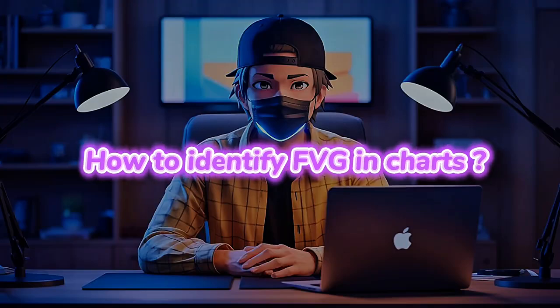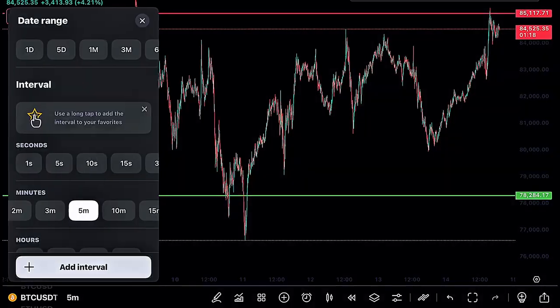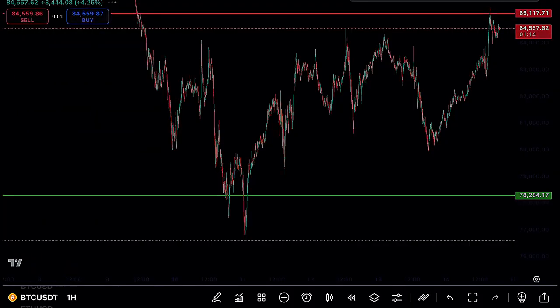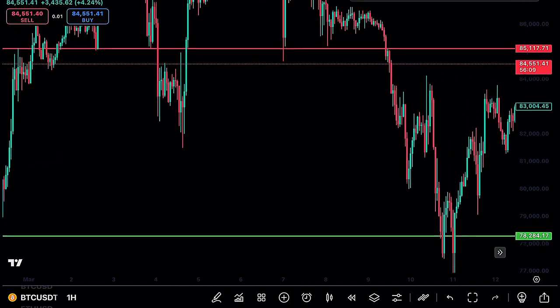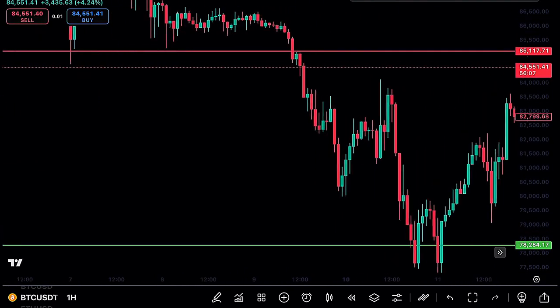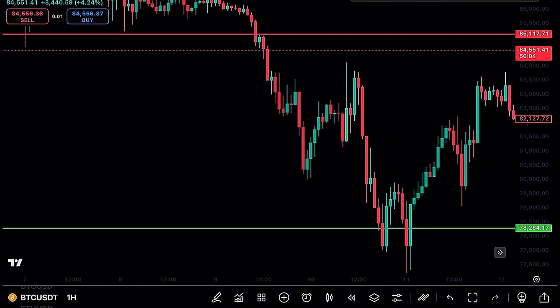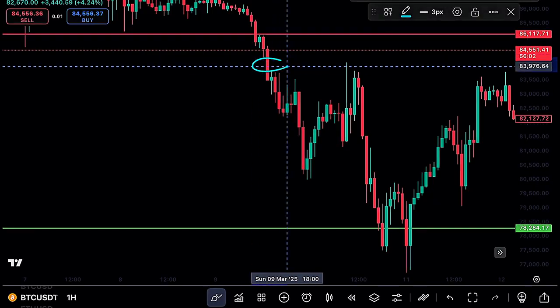How to identify FVG in charts? 1. Open TradingView and switch to a higher time frame, 1 hour, 4 hours, or daily. Let's make it 1 hour, and let me adjust the chart, okay? 2. Look for a strong imbalance in price with a large gap between candle wicks. Now we have to look for a gap between first and third candle. So let's find, here it is.